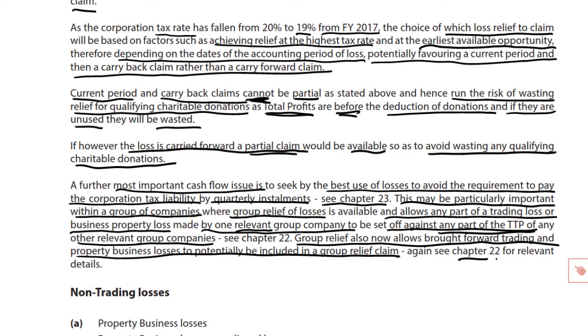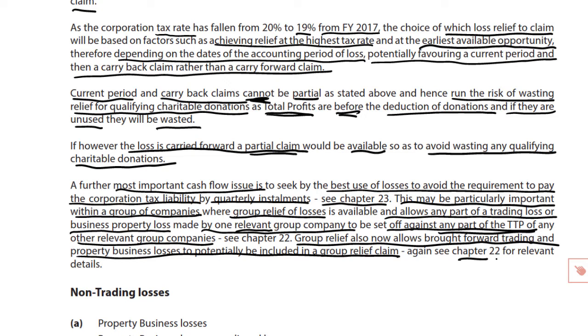So let's just sum up. In terms of your objectives, to get the best use out of your losses, they're simple. Like with income tax, you would like to gain relief at the earliest available opportunity, so carrying a loss back would be preferable to carrying it forward. But of course, you want to relieve at the highest tax rate, and you want to avoid wasting any of that loss. You want to avoid wasting a personal allowance in income tax, and you want to avoid wasting qualifying charitable donations when it comes to corporation tax.